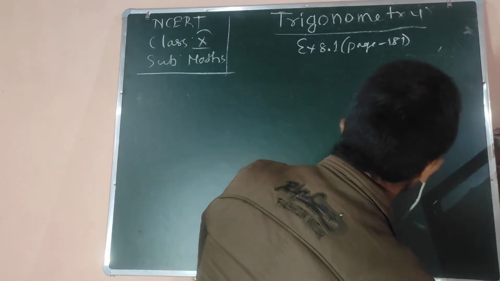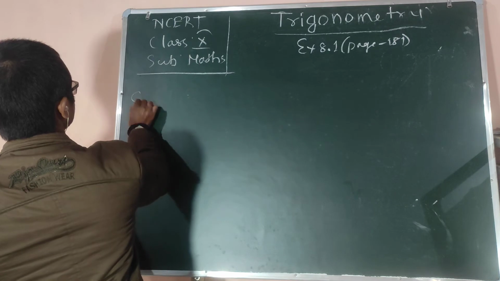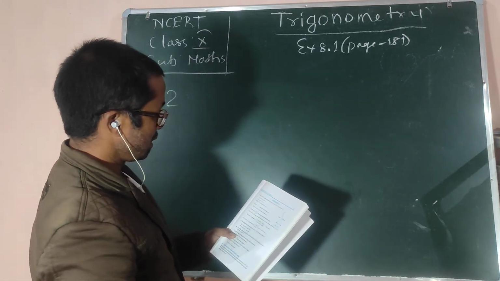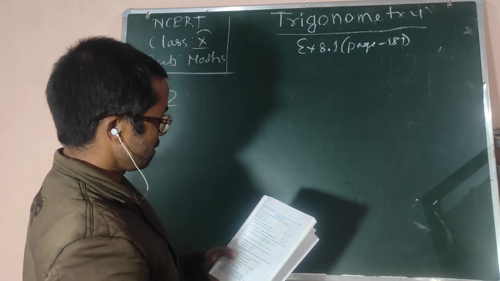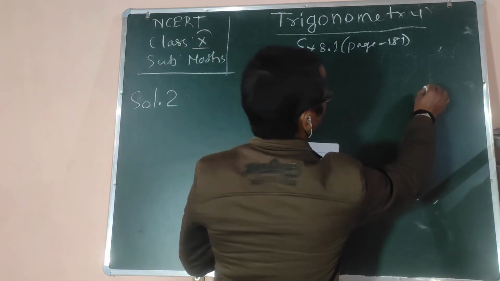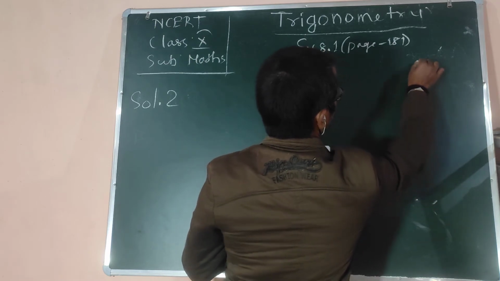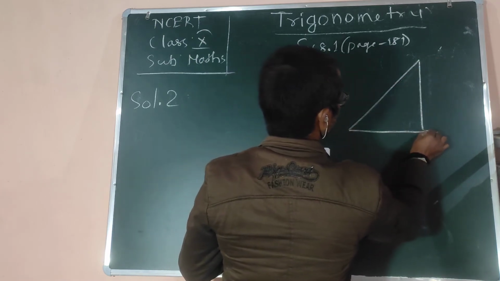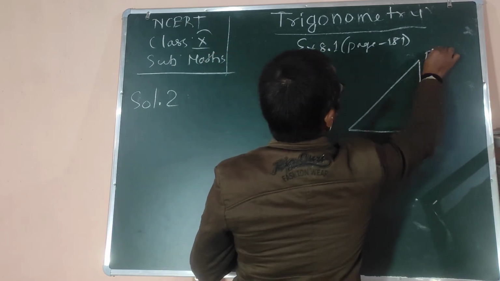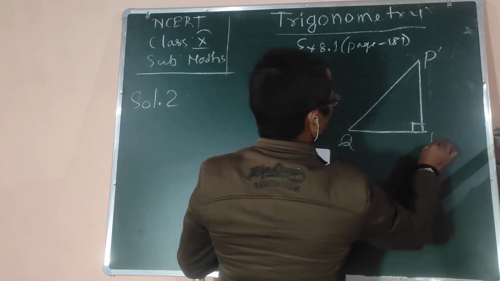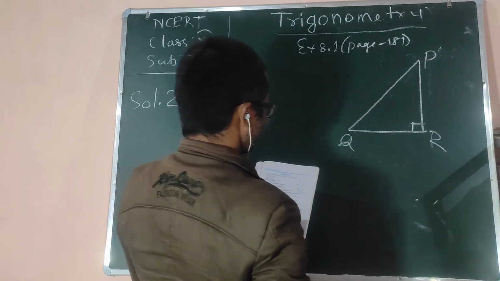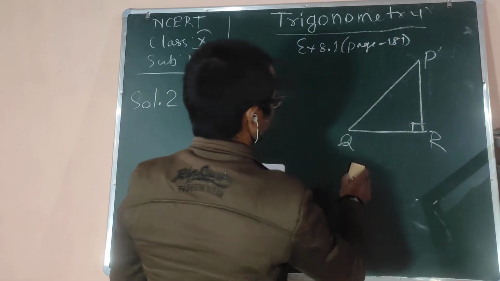Now, the second problem is given here. In figure 8.13, find tan P minus cot R. There is a diagram given here: P, Q, R. Sorry, a little bit different.